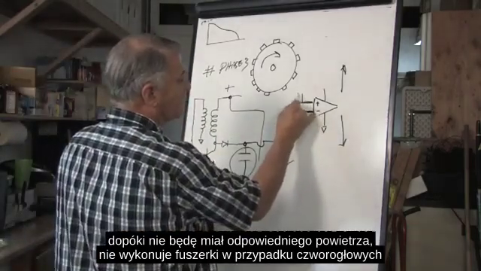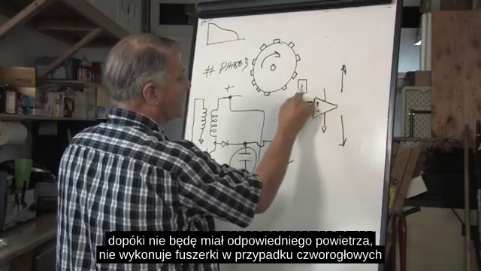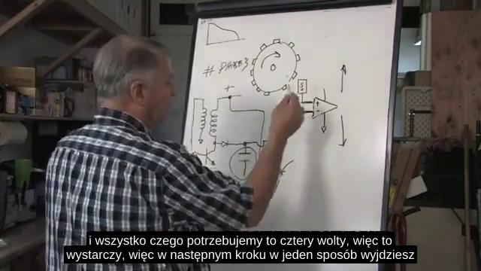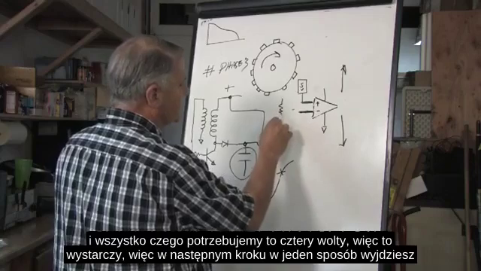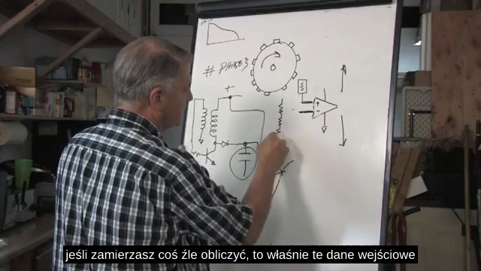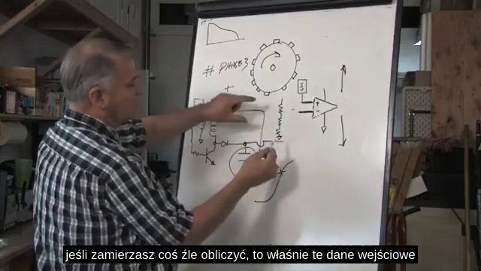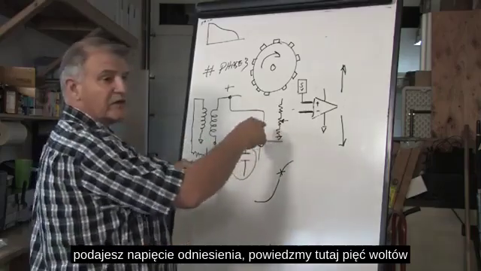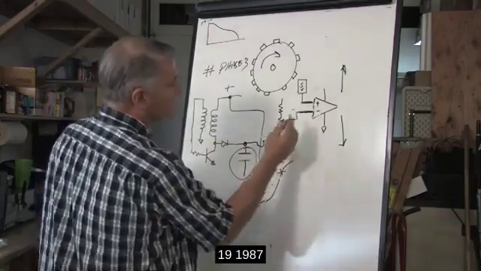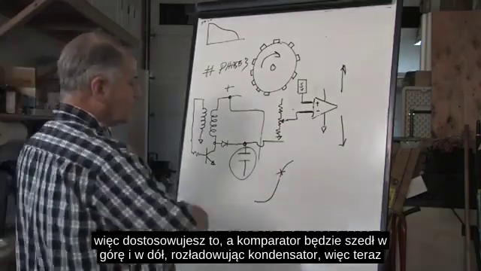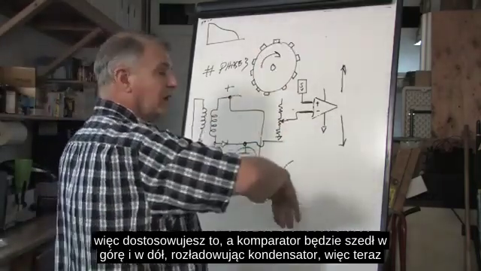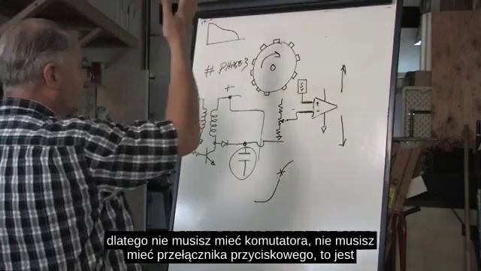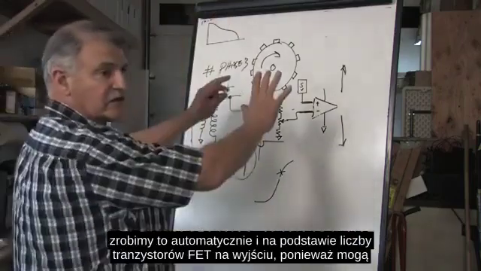You put a reference voltage, say here, of 5 volts. Now that's locked solid at a reference voltage, 5 volts. And you build a divider at this end between there and ground, and by turning a potentiometer, you're allowed to choose when this is going to trigger. So you adjust this, and the comparator will go up and down, discharging the capacitor. So now, therefore, you don't have to have a commutator. You don't have to have a push-button switch. It's going to do it automatically.